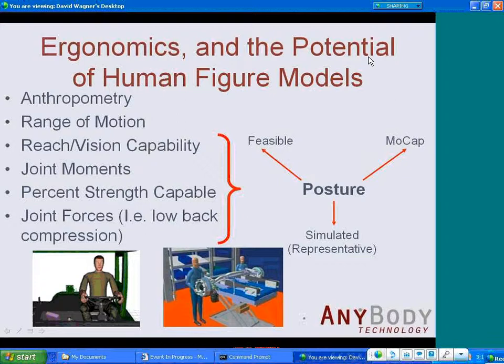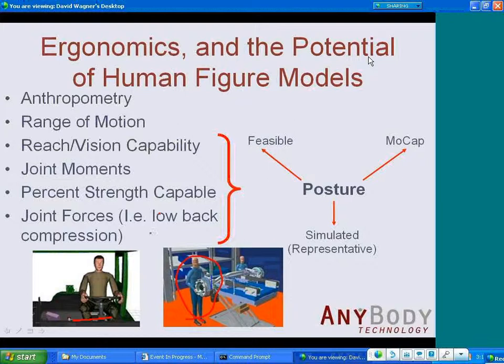And then you can perform reach and vision capability. You can posture them in a way such as this, applying forces or loads to the different extremities, and calculating joint moments, possibly percent strength capable with regard to the programs out there, the University of Michigan 3D Static Strength Prediction Program, 3D SSPP, and then possibly also joint forces, low back compression, and such.